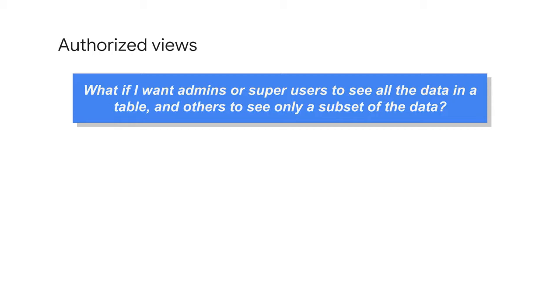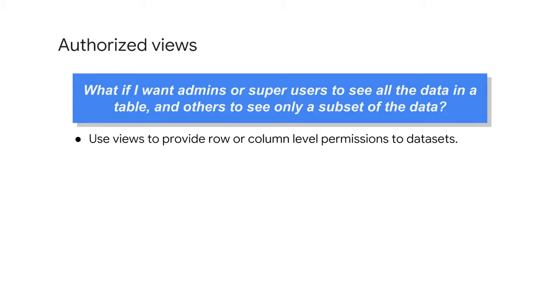Okay, so what if I want admins or super users to see all the data in a table and others to only see a subset of the data? The answer to this is authorized views. Views provide row or column level permissions to datasets.